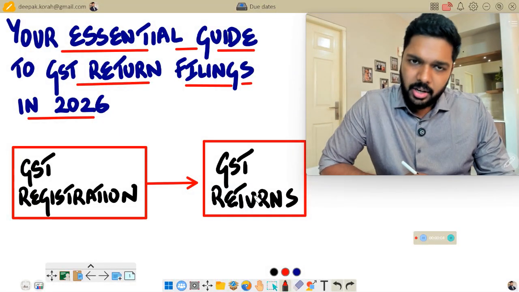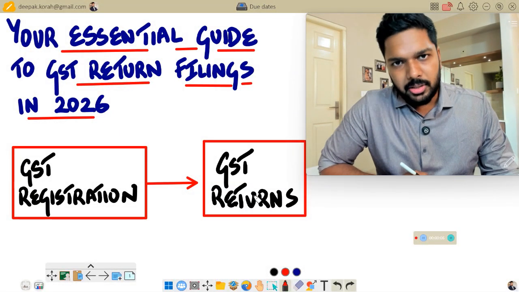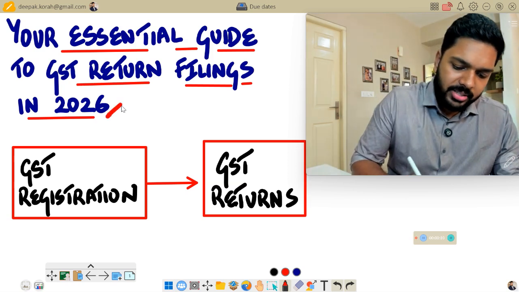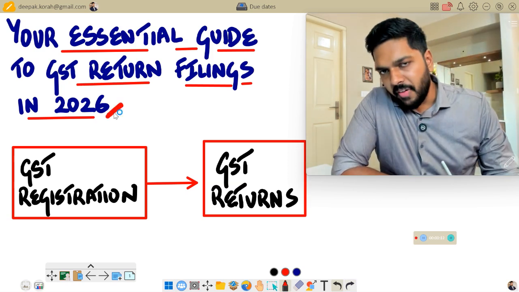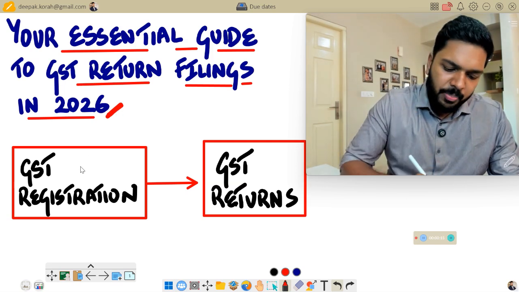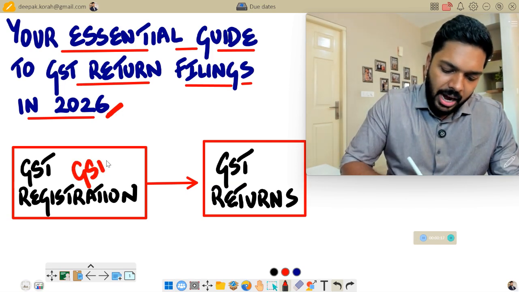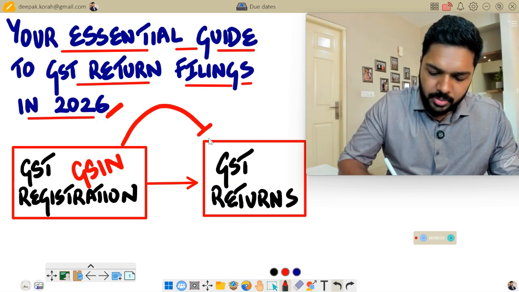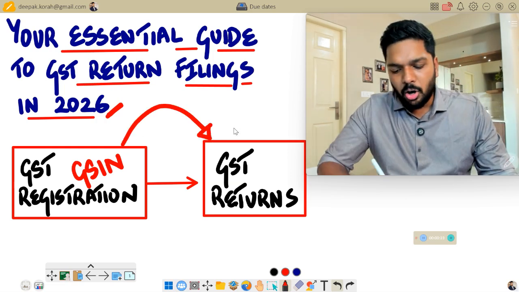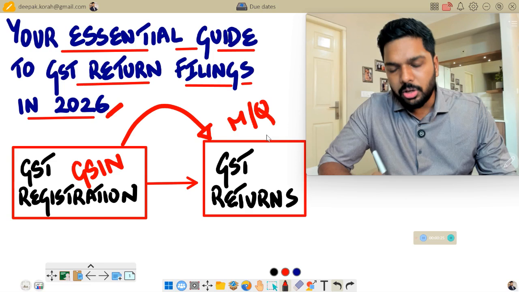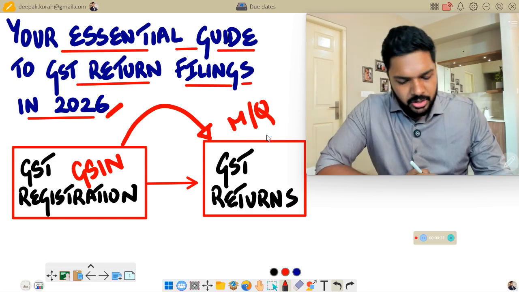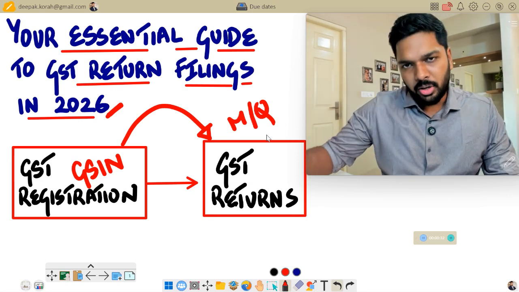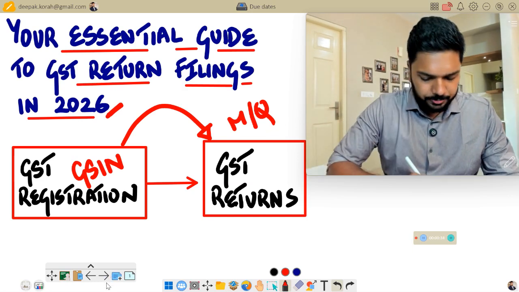So in this video, we'll try and understand the important GST returns and their due dates or deadlines in 2026. Well, it is a well-known fact that once you have a GST registration, that means once you have a GST identification number or GST number, then you are obligated to file a GST return either on a monthly basis or on a quarterly basis. So let us understand the different types of GST returns in this particular video and their relevant due dates or deadlines in 2026.